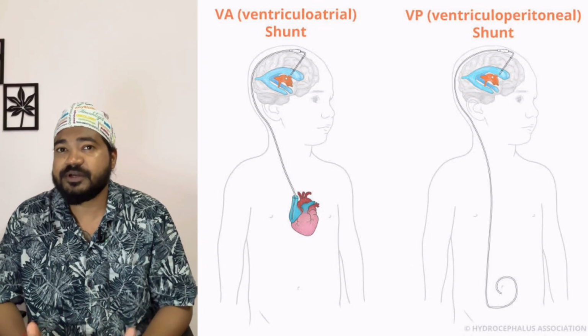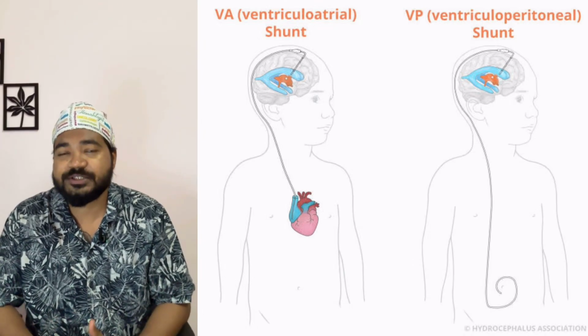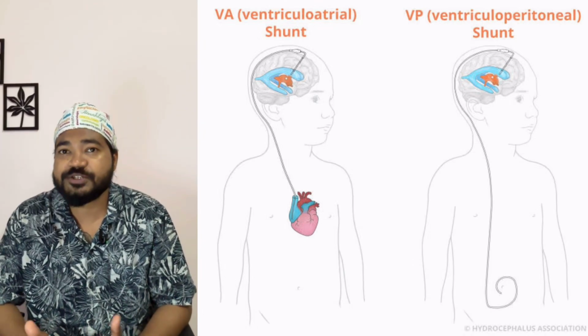Let's come to the treatment part. First, there is medical management, and second is surgical management. In medical management, we have to decrease the CSF production, under which come carbonic anhydrase inhibitors, diuretics, acetazolamide. And under surgical management, there is a surgery called shunting surgery, which is the VP shunt, ventriculoperitoneal shunting surgery.